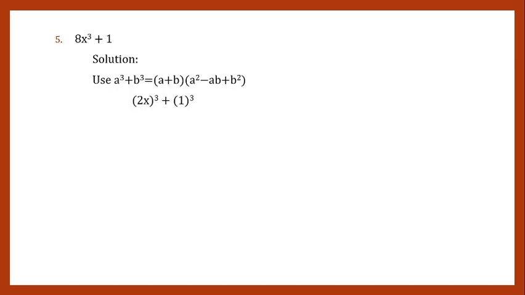Replace it by the values. So, your factored answer is 2x plus 1. Just substitute. Magiging 4x squared. And then, minus ab, you multiply 2x into 1, you have 2x. Just follow out the signs. Okay, and then plus 1 is b squared. Okay, yan yung final answer.